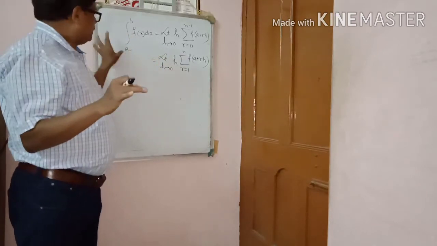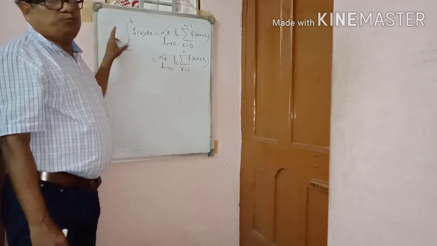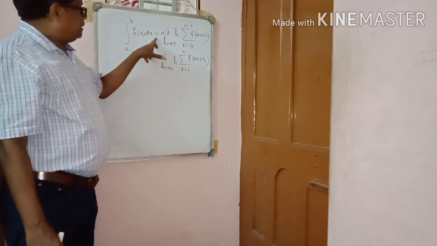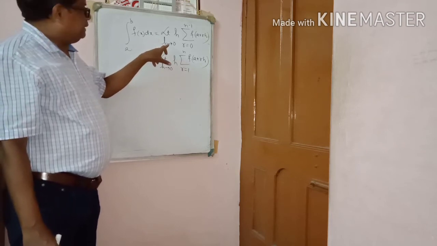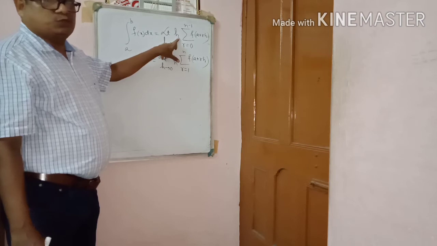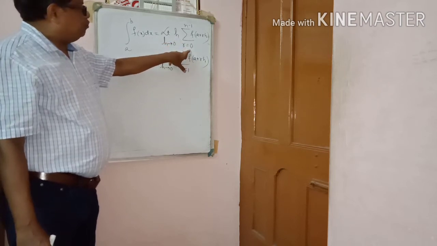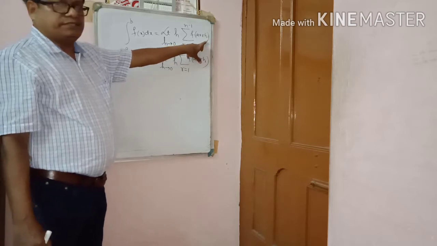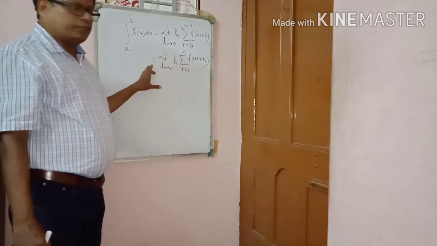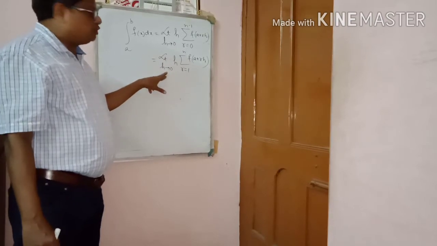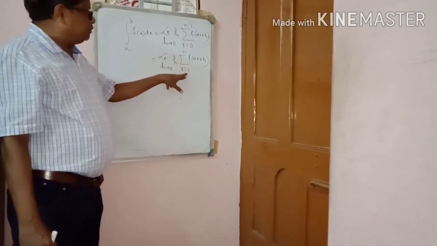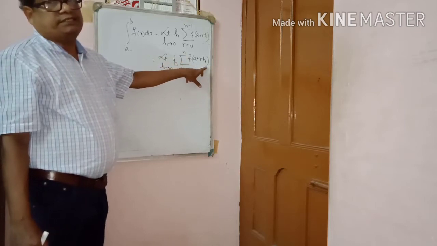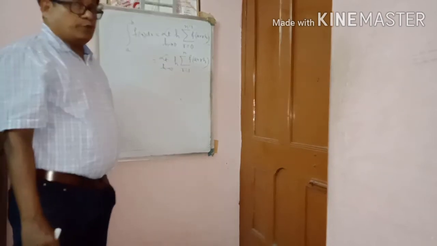Keep in mind, the limiting value, the definite integral as a limit of a sum. Integration a to b f of x dx equal to limit h tends to 0 of h, summation r equal to 0 to n minus 1 f of a plus rh. What is h? I'll discuss. Also you can write limit h tends to 0 of h summation r equal to 1 to n f of a plus rh. All of you remember.